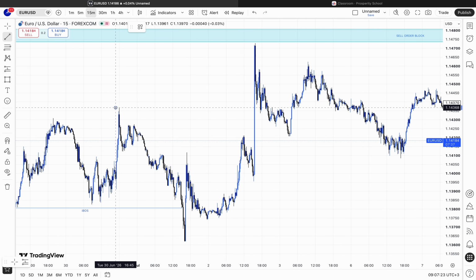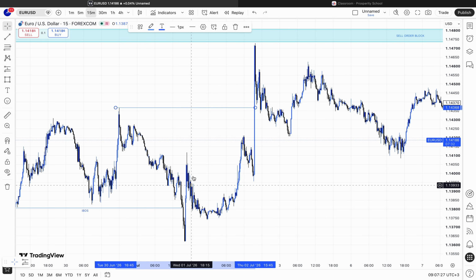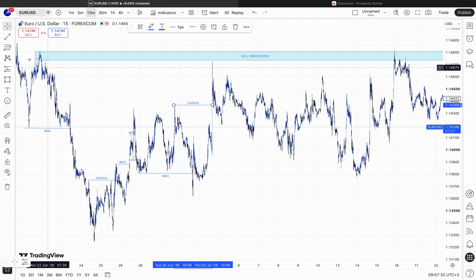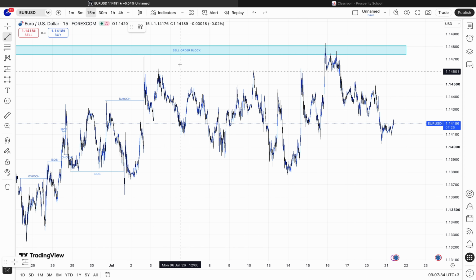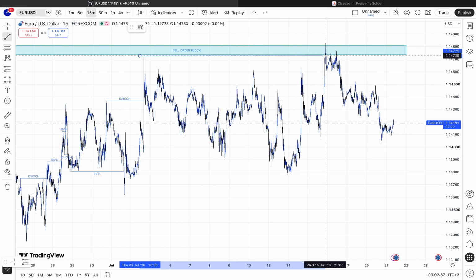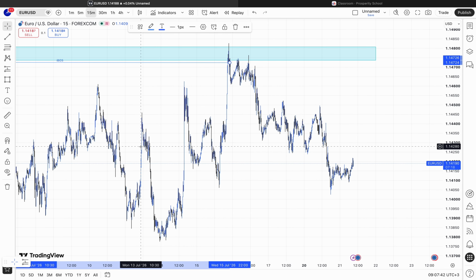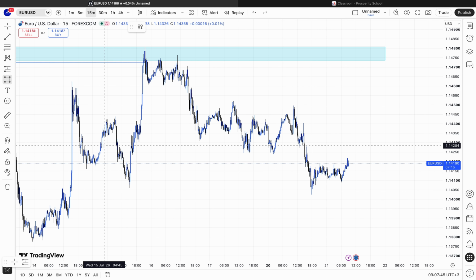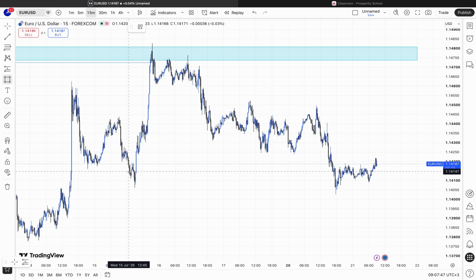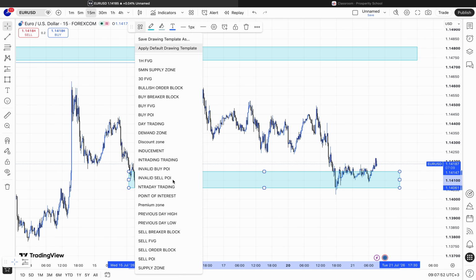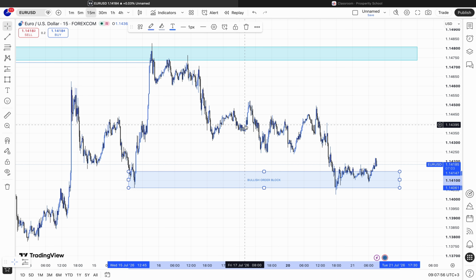Then a change of character to the upside. Then you had a continuation, breakout structure to the upside, right? And from here we have one of the last sell to buy, where the price is literally consolidating and getting that nice reaction. You can see it from here.